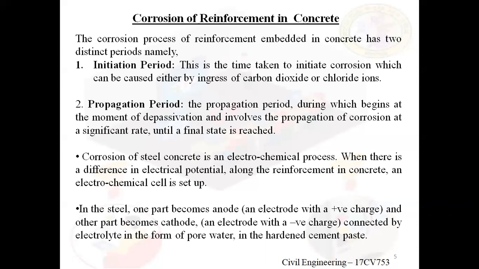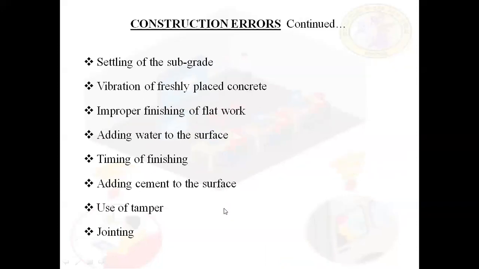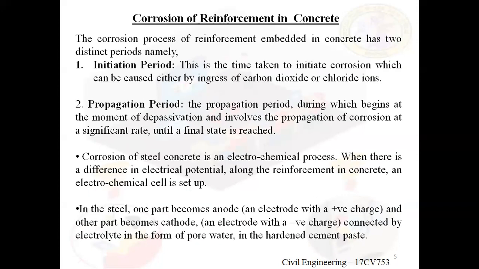They are connected by the electrolyte in the form of pore water in the hardened cement paste. This happens because of not doing proper compaction. For example, if you do proper compaction, what happens? Pore water will be reduced, so the positive and negative charges will not come together. So we have to do proper compaction, as we studied in construction errors.